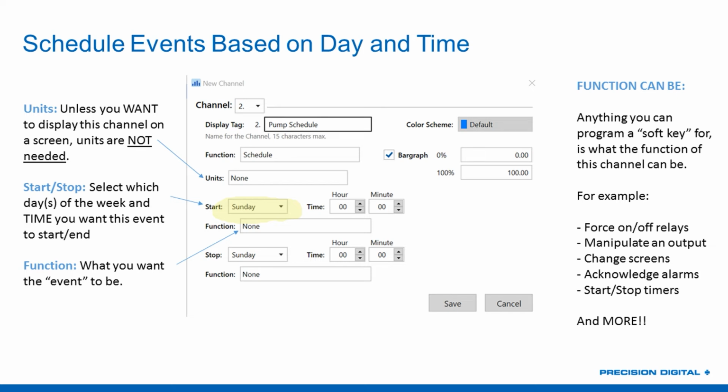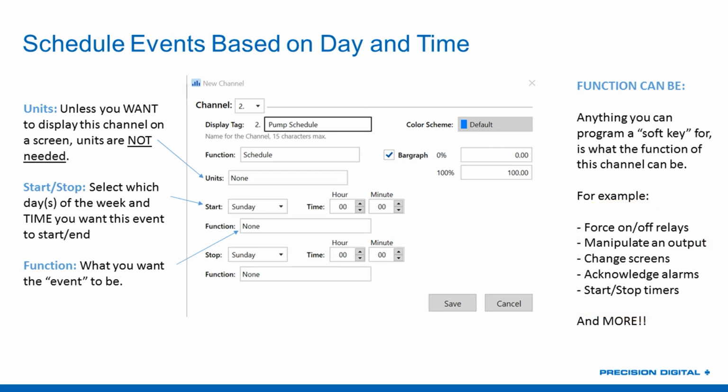And then we choose our function. And so now our function is going to be what the event is going to be. And so the events can be many different things. If you remember back to the soft keys, any function that the soft key can perform is basically what we can do here. And so if you look on the right side of the screen, we can do things like forcing on and off of relays. We can manipulate an output, change screens, or jump from one screen to another, or go to a specific screen, start and stop timers. There's all sorts of different things you can do. And so if you can do it with a function key or a soft key or a digital input, you can do it with the schedule function.